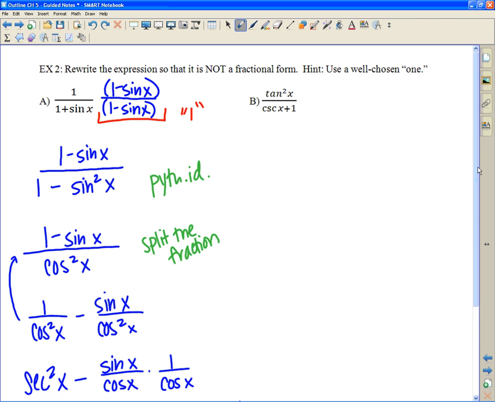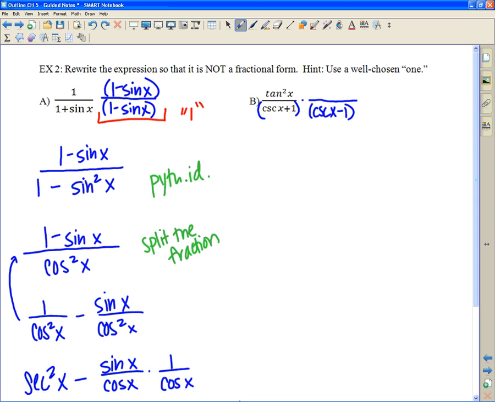Tangent squared over cosecant of x plus 1. In this case, we see a fraction. We don't want a fraction. It's often helpful to multiply by the conjugate. Go ahead and hit pause and get started on this problem on your own. Hopefully, you know that you're supposed to multiply by cosecant of x minus 1.